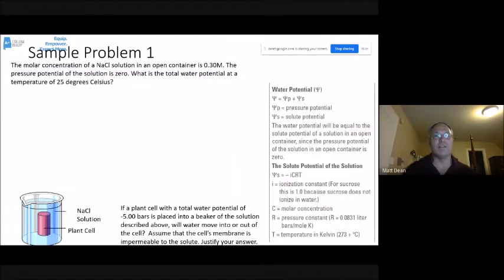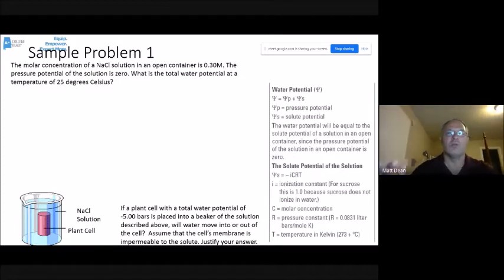That being said, let's look at some problems like you might see on an AP Bio exam. The molar concentration of a sodium chloride solution in an open container is 0.30 molar. The pressure potential of the solution is 0. What is the total water potential at a temperature of 25 degrees Celsius? Remember that water potential is the pressure potential plus the solute potential. We were just told that the pressure potential is 0, so we need the solute potential.